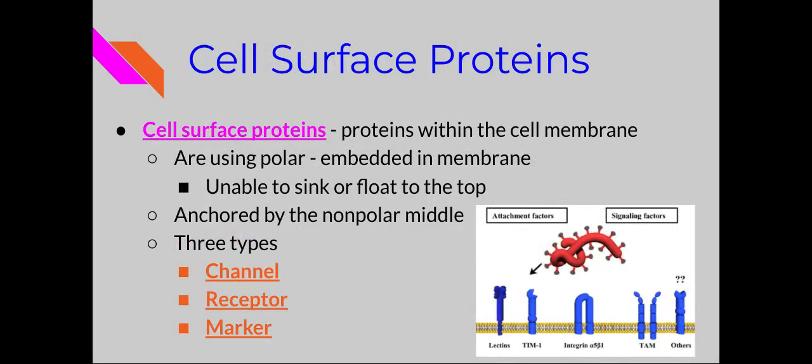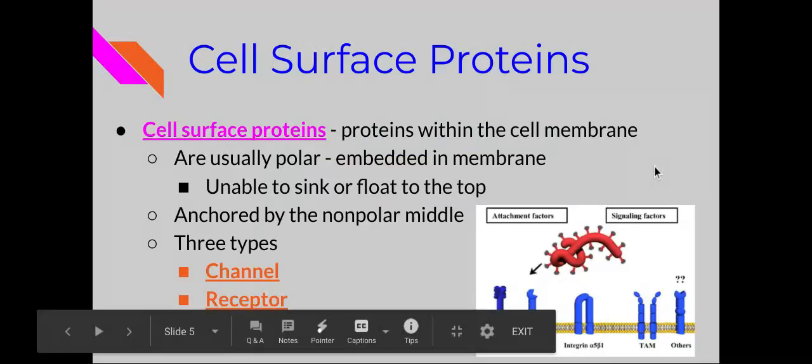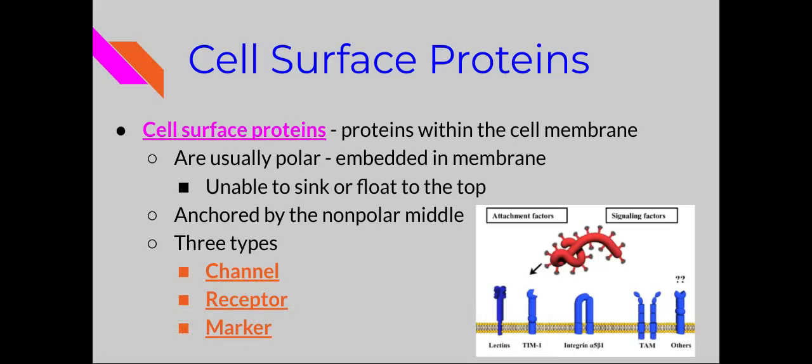The second part the plasma membrane is made up of is called cell surface proteins. Cell surface proteins are proteins within the cell membrane. They are usually polar and they're embedded in the membrane. They're unable to sink or float to the top, so they're stuck there inside the membrane because of the nonpolar middle. There are three types: channel proteins, receptor proteins, and marker proteins.